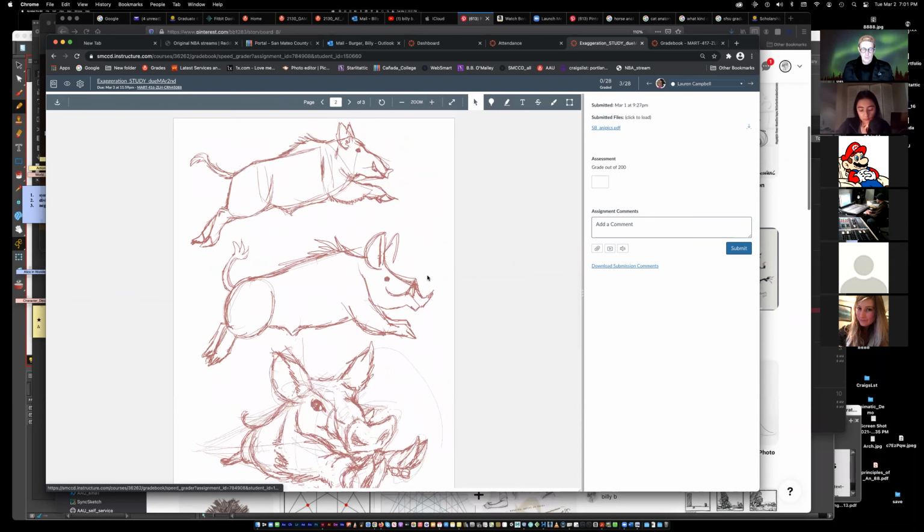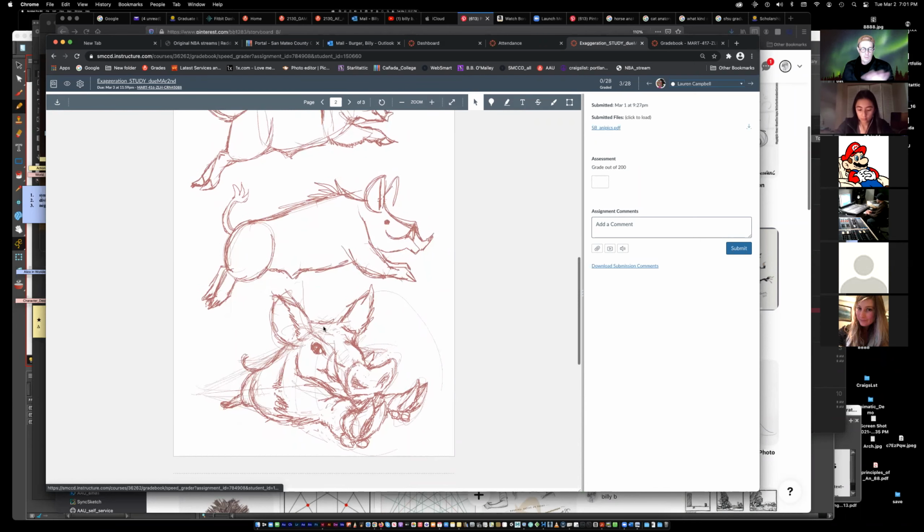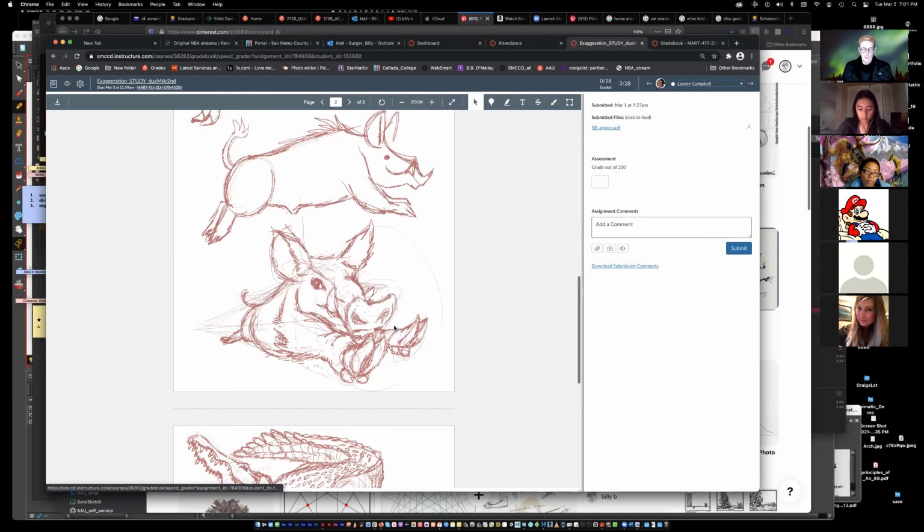Your little warthog. Yeah, this is great. So remember that the warthog has multiple tusks, and you could have even exaggerated them a little bit more. Line style is great. Forced perspective. She's drawing her cone. Exactly what you should be doing.